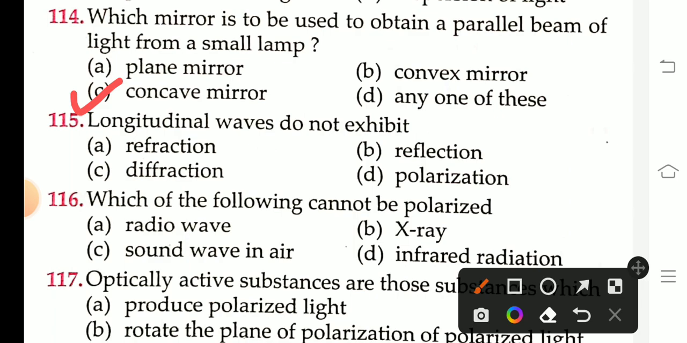Longitudinal waves do not exhibit. Right answer option D. Polarization.